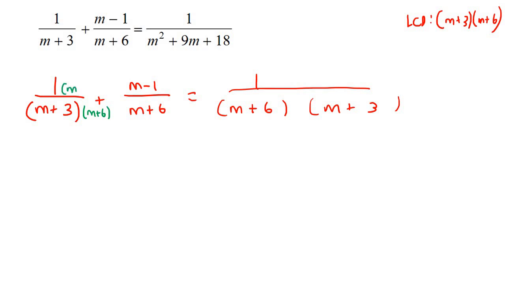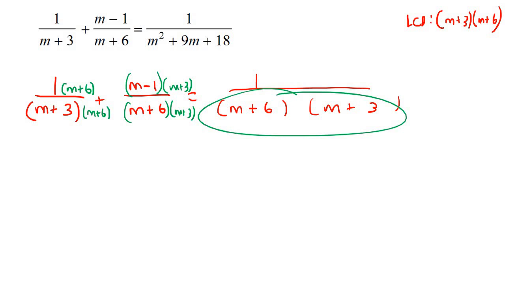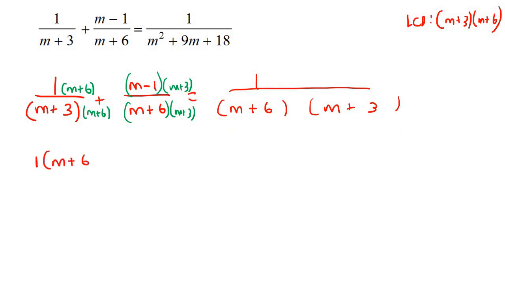What you do to the bottom, you do to the top. This one you're going to have to multiply with m plus 3. And then this is all good. So then we can just say 1 times m plus 6 plus m minus 1 times m plus 3 equals 1. Notice that I don't need to write the denominator out because they're all the same at that point. So now we're just going to go simplify.